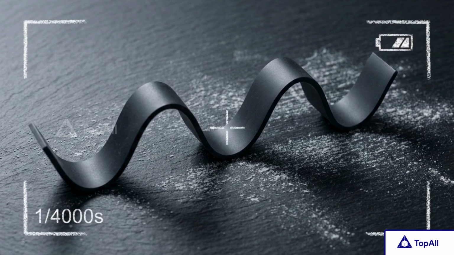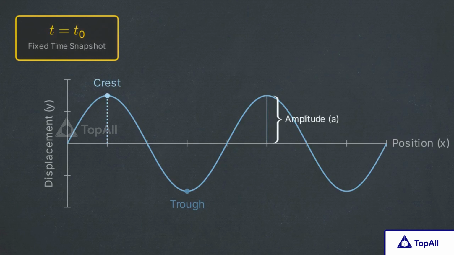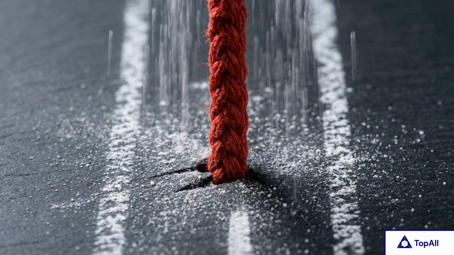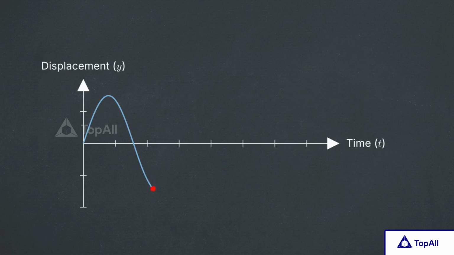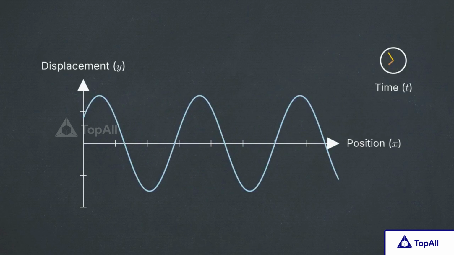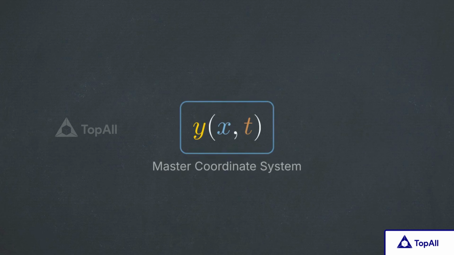If we take a photograph to freeze a wave in time, we only capture its overall shape in space at that exact fraction of a second. We lose all information about how fast or in what direction the disturbance is traveling. Conversely, if we focus a camera tightly on just one single segment of a string as it moves up and down, we record its motion over time, but we lose sight of the massive wave pattern stretching out across the entire medium. To accurately describe a traveling wave, we need a mathematical function that tracks both position x and time t simultaneously. We need the master coordinate system, y of x and t.